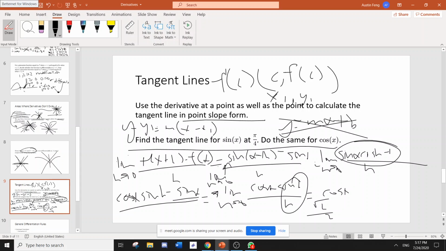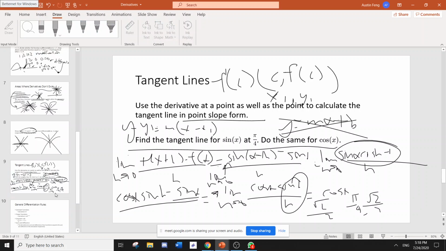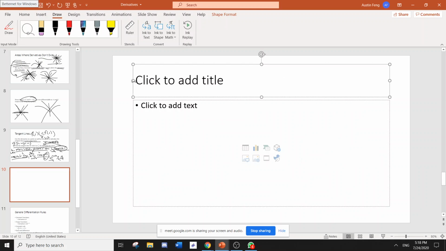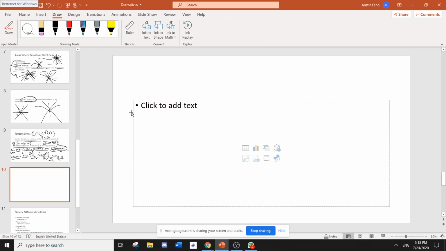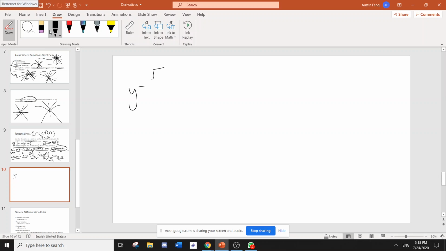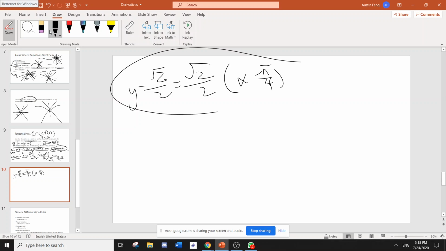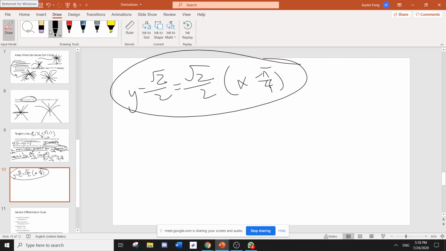The point is pi over 4, root 2 over 2, the value of sine of x at x equals pi over 4. Then our tangent line is y minus root 2 over 2 is equal to root 2 over 2, that's our m, times x minus pi over 4. So that's our answer.